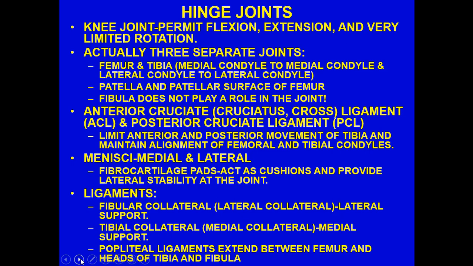Now, you have the anterior cruciate ligament. Cruciate means cross. So you have one ligament that starts to form this cross, the other one, which is the posterior cruciate ligament, the PCL, that forms the other part. And these limit anterior and posterior movement of the tibia and maintain alignment of femoral and tibial condyles.